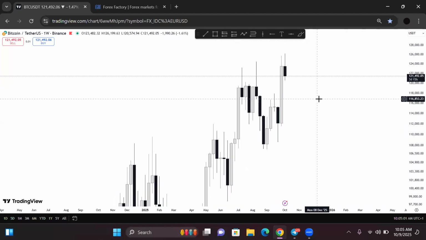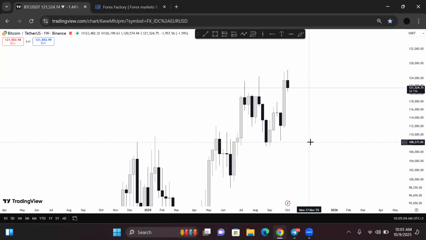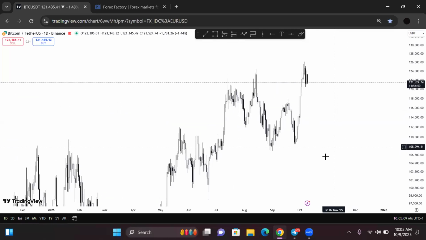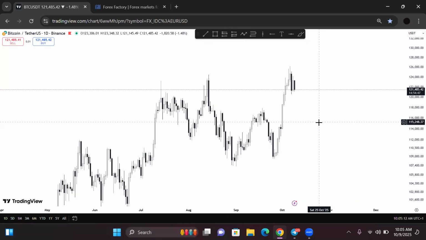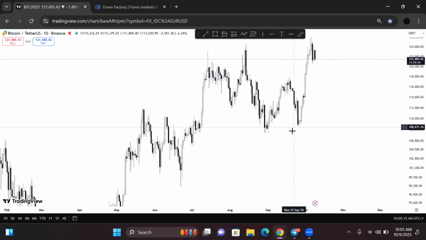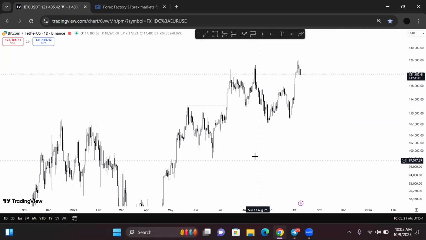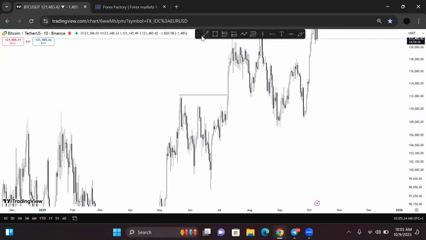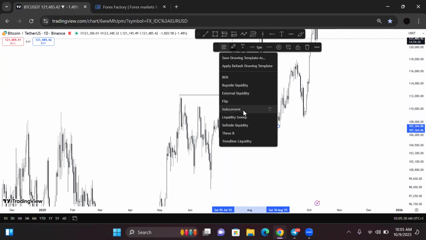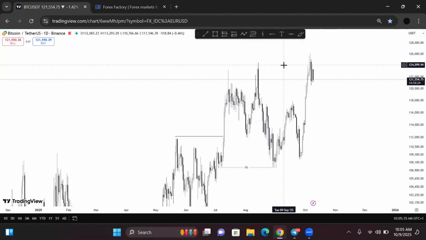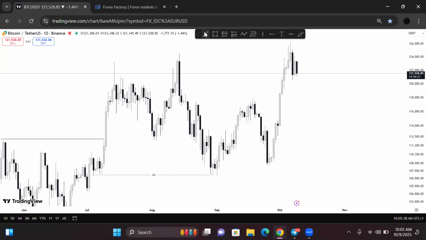All right, so we are bullish on the weekly time frame. Let's go to the daily time frame to see clearly. What can we see? The market is bullish. We had this range from here, and this break of structure here. The market came to sweep this sell side liquidity, and then we had another massive break of structure. But before that, we had this break of structure here.